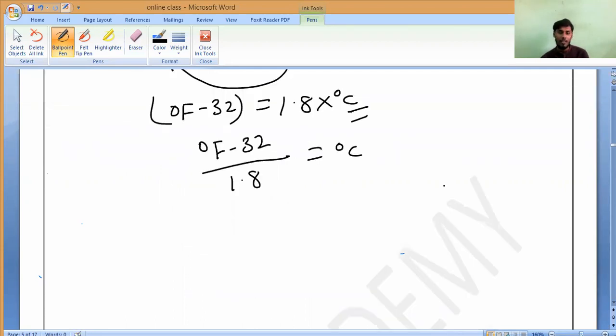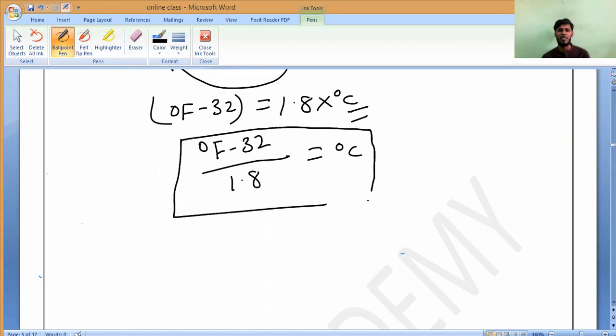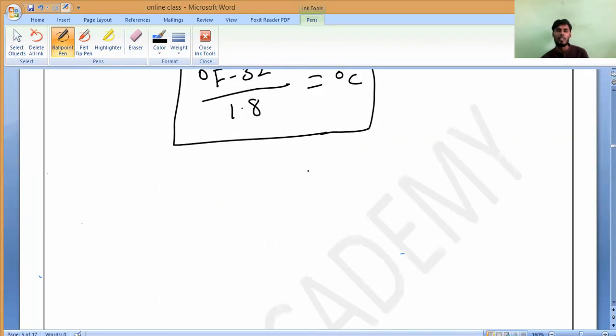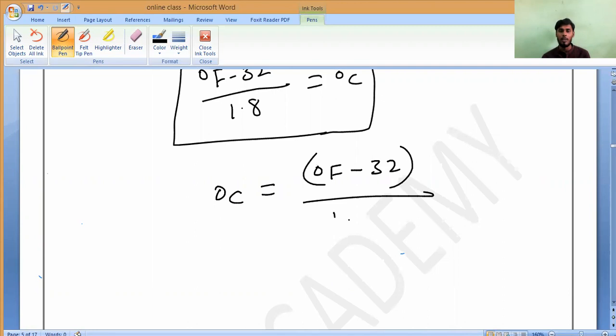Do you understand? You can write the reverse. That's all. If you are getting confused, sir, between 9 by 5 or 5 by 9 in the exam, you can do this one. So I can write degree Celsius is equal to degree Fahrenheit minus 32 divided by 1.8.